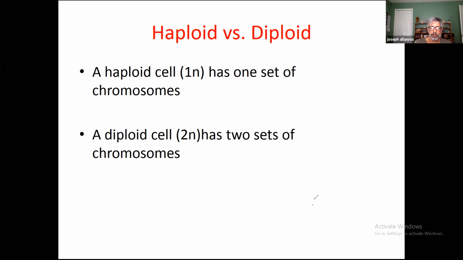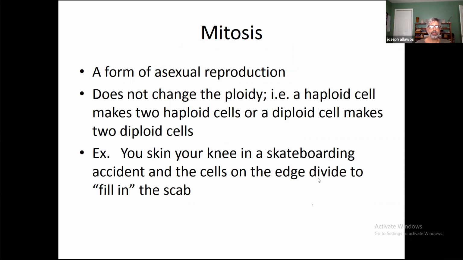So let us go to the next slide and let us talk about mitosis. So what is mitosis? What does it do? What's the point of it? And I'm just going to tell you that mitosis is a form of asexual reproduction. What does that mean? Well, it's hard to understand what asexual reproduction is unless you know something about sexual reproduction.